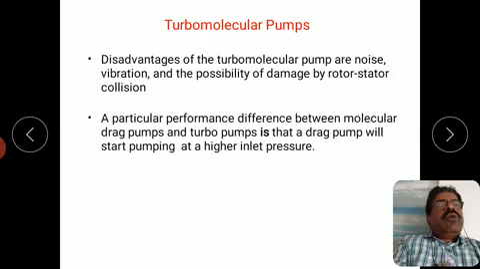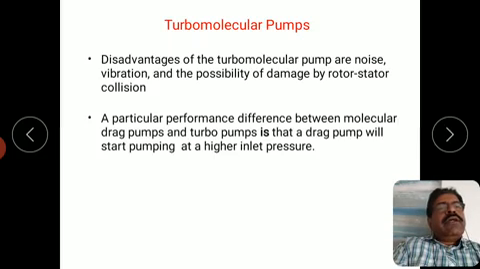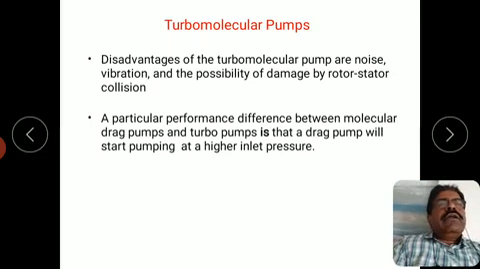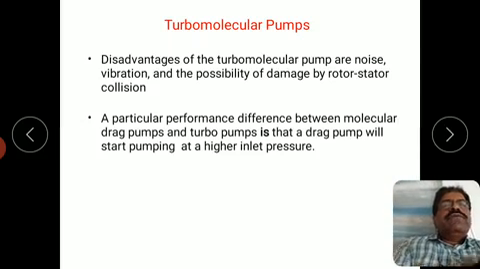If you compare one more differentiating parameter with the molecular drag pump, the main difference between molecular drag pumps and turbo pumps is that a drag pump, that means the molecular drag pump, will start pumping at a slightly higher inlet pressure. For both of them, the starting pressure should be in the molecular region, or gas flow should be in the molecular region, but the molecular drag pump can work at a slightly higher pressure. So that is just a differentiating point between these two types of pumps.